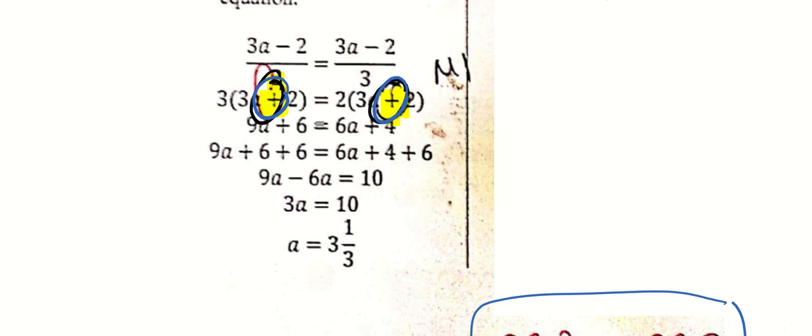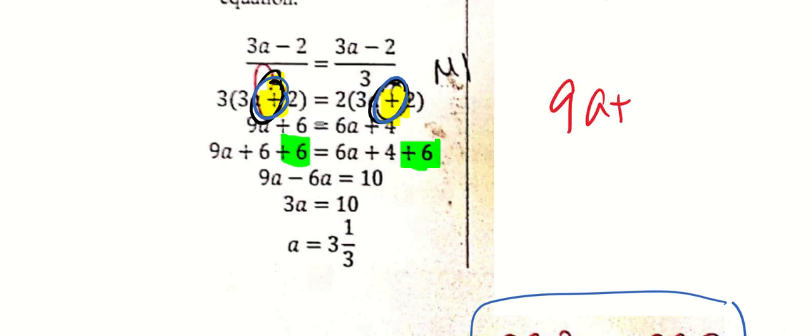Now, some of you highlighted this. Some of you circled this as a mistake. Now, my question to you is, is this really a mistake? Okay, let's take a look. If you think this is a mistake, let's take a look clearly.